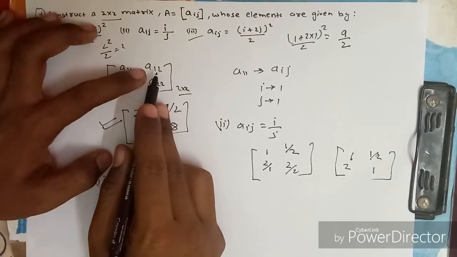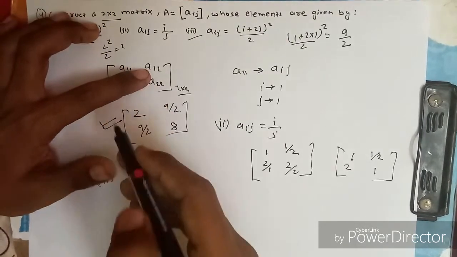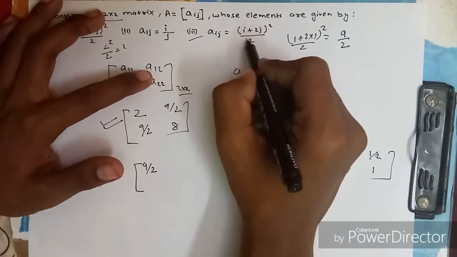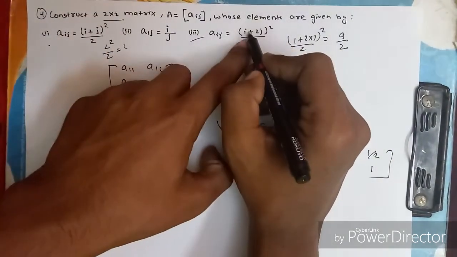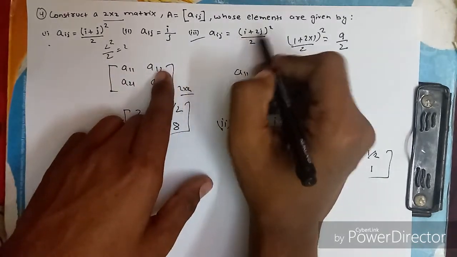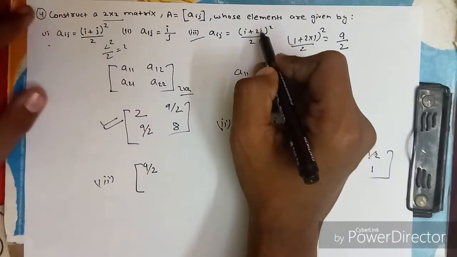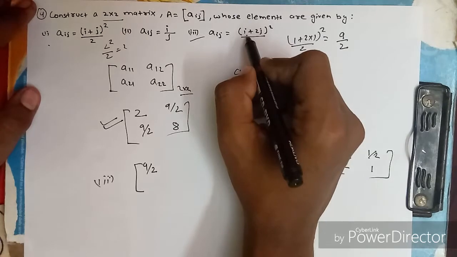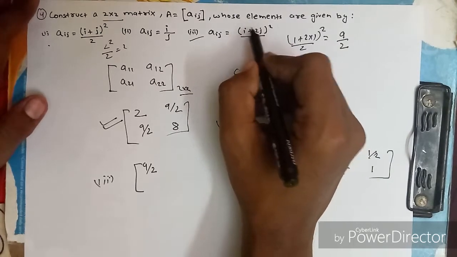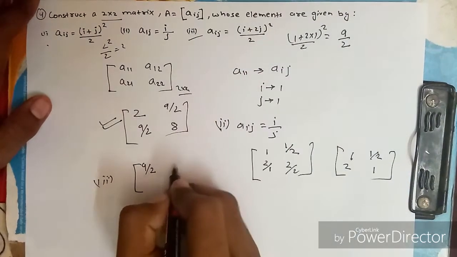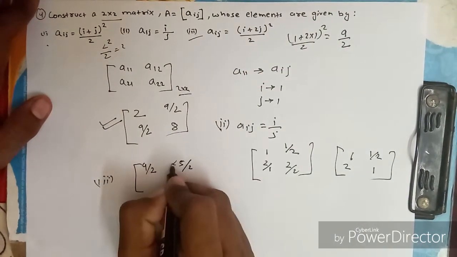And if you are asked to find a12, how do we find a12? The value of i is 1 and the value of j is 2. We will just place the value of i as 1 and the value of j as 2. So 1 plus 4 whole square, 1 plus 4 is 5, 5 whole square is 25, that is 25 by 2.